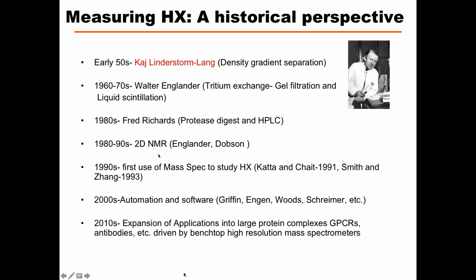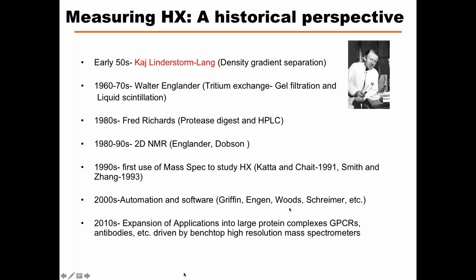And then Walter Englander was applying 2D NMR in the 80s. And the first use of mass spec came around the time of the revolution of protein mass spectrometry, with the advent of electrospray ionization and MALDI, with the Chait lab and David Smith's lab. I had a publication graph, and I couldn't find it, but there were very few papers, maybe tens of papers up into the 90s. Once automation came into play in the mid-2000s, predominantly from the Woods lab, our lab, David Schriemer and John Engen, the number of papers started to really take off.